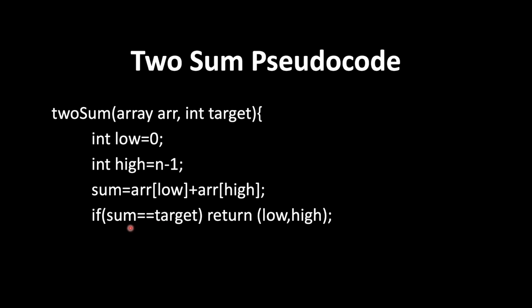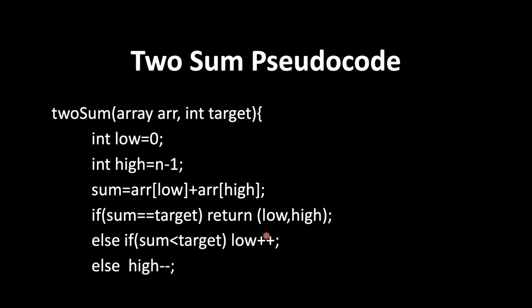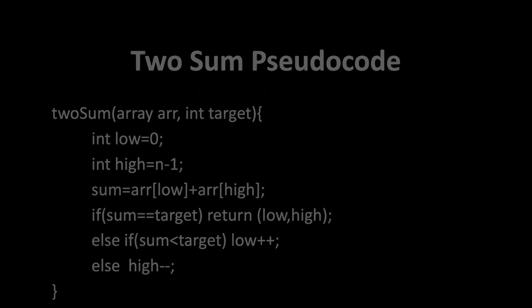Then we will check the conditions. If our sum is equal to target, we will return the pair of low and high. Else, if our sum is less than target, to increase our sum, we will increment low. And else, that means if our sum is greater than target, we need to decrease our sum, so we will reduce our high. This was the twoSum pseudocode.